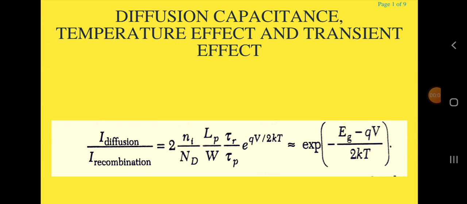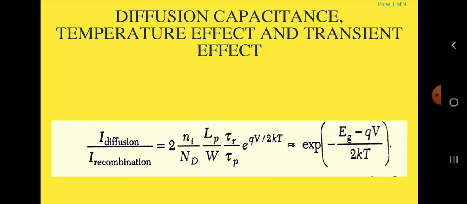Today we discuss the diffusion capacitance, temperature effect and transient effects. What are these? First of all, we start with the temperature effect. Operating temperature has a profound effect on the device performance. In both the forward bias and reverse bias conditions, the magnitudes of the diffusion and the recombination generation currents depend strongly on the temperature. We consider the forward bias case.